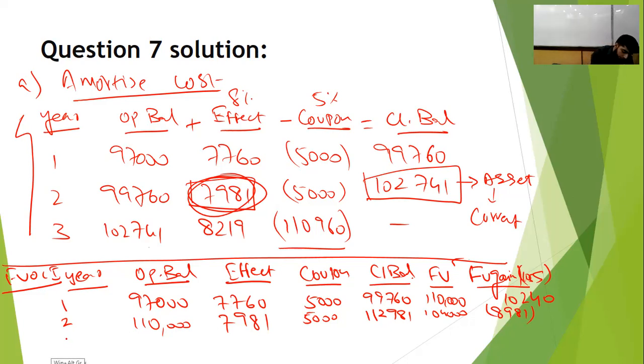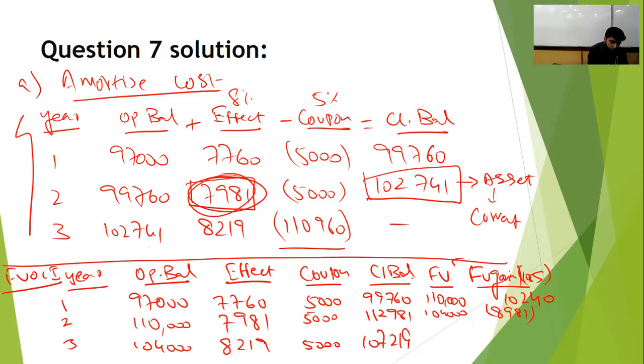Are you getting this one? Now let's finalize year three. The opening balance would be 104,000. Again, the interest we will be earning would be 2,819. The coupon amount would be 5,000. The closing balance would be 104,000 plus 2,819 minus 5,000. This will make 107,219. And the fair value.